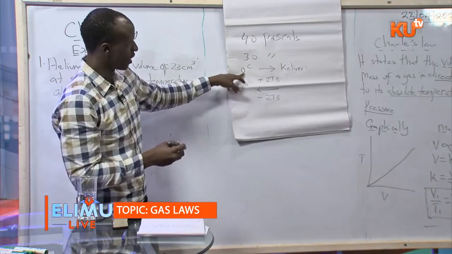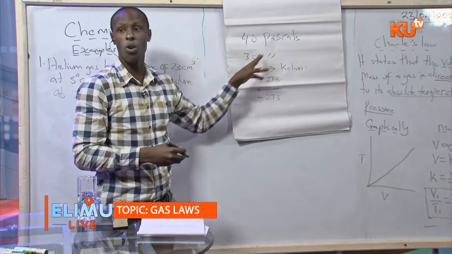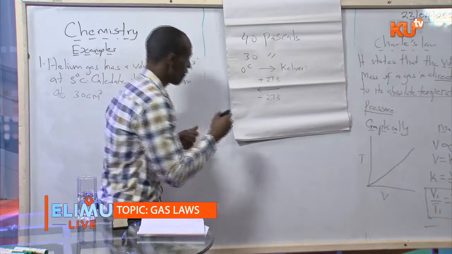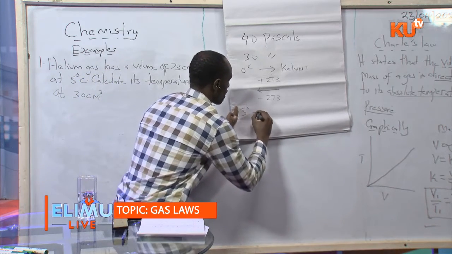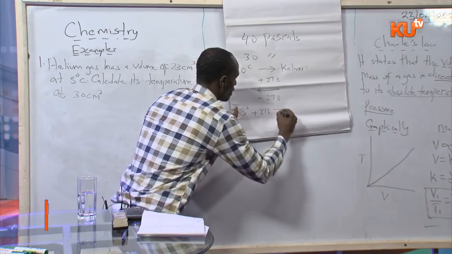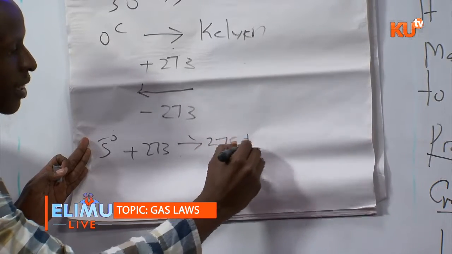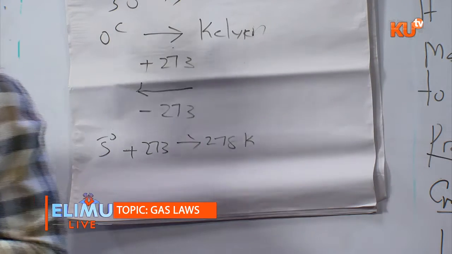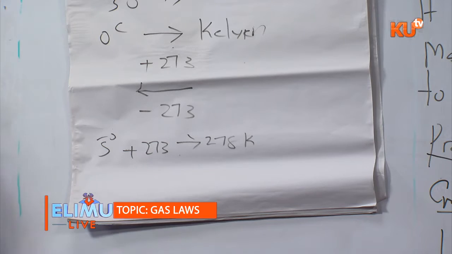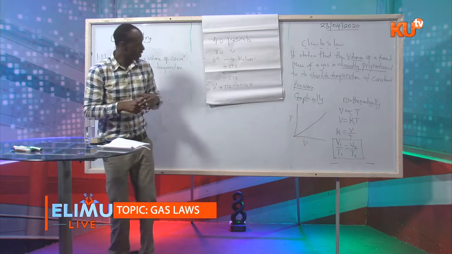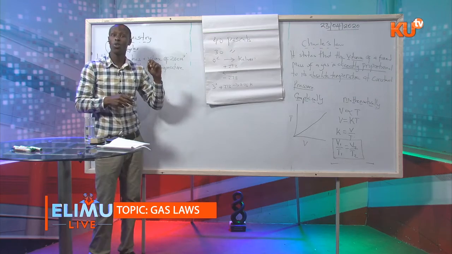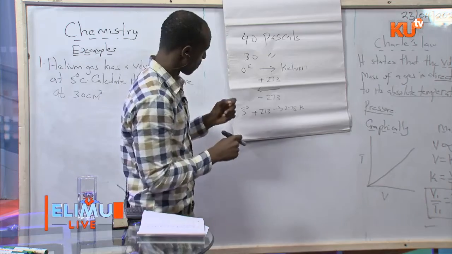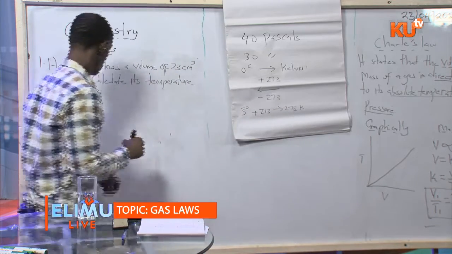So if I have 0 degrees Celsius, to change it to Kelvin, it's 0 plus 273. That will be 273 Kelvin. If I have 5 degrees Celsius, I'll add 273. That gives me 278 Kelvin. The reverse, you subtract. Going forward, you add. That's where most students usually go wrong. They apply the formula well, but they forget to change the temperature to Kelvin. So make sure your temperature is always in Kelvin.